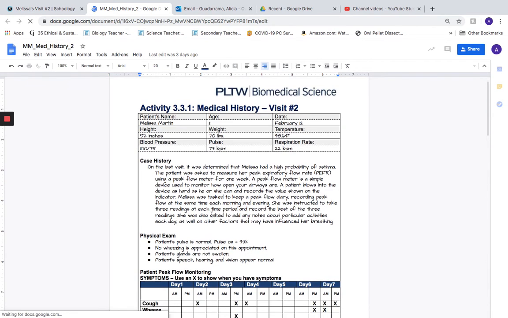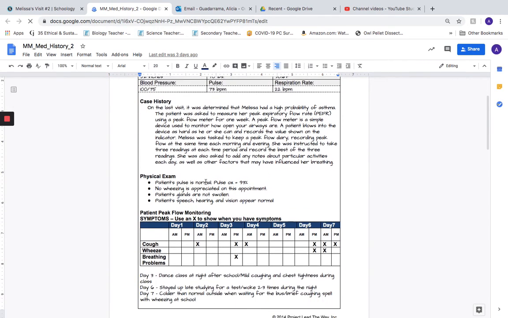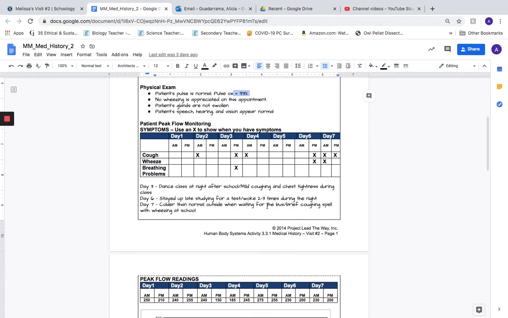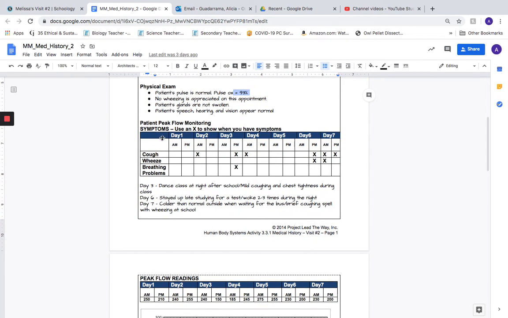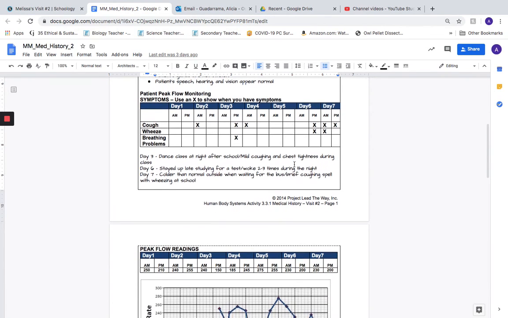So once again, you get a little bit of a case history. You may want to highlight important information for you to know. And then you get her physical exam results. Her pulse ox does seem to have gotten higher since her last visit. There's some more info. She was monitoring her symptoms, so she noted when she had coughing, either in the morning or at night, for about 7 days. And then she had some breathing problems, or when she was wheezing, she marked when that happened.